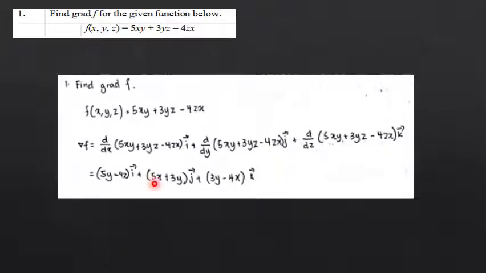For question 1, the question asks to find grad f for the given function below. The given function was f(x, y, z) equals 5xy plus 3yz minus 4zx. So this is my step here.